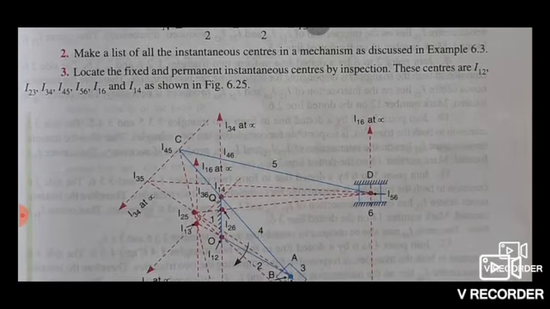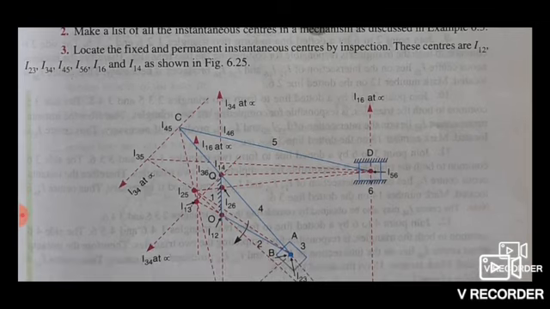Make a list of all instantaneous centers in the mechanism as discussed in earlier questions. The third point: locate the fixed and permanent instantaneous centers by inspection. These centers are I12 between 1 and 2. This is I12 at point O.